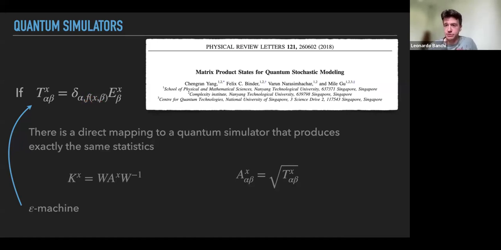Okay, so this is an example of a model, and they did show that when you have a model like this, then you can write the Kraus operators in terms of this A tensor, and the A tensor is just the square root of the previous tensor, let's say, the transfer matrix. And then you have these W operators, which are used to normalize the Kraus operators and define a completely positive trace preserving map. So it turns out that a mathematical structure like this is the one defined by epsilon machines. So what are these epsilon machines?